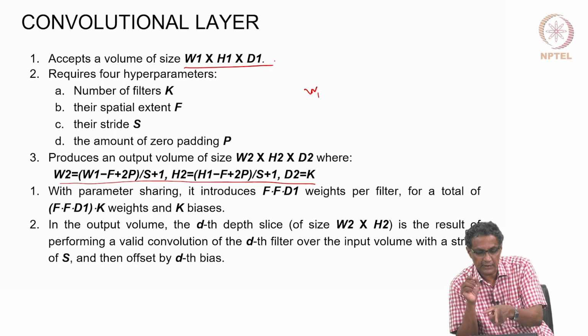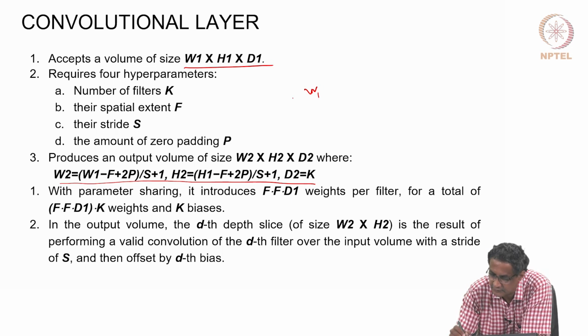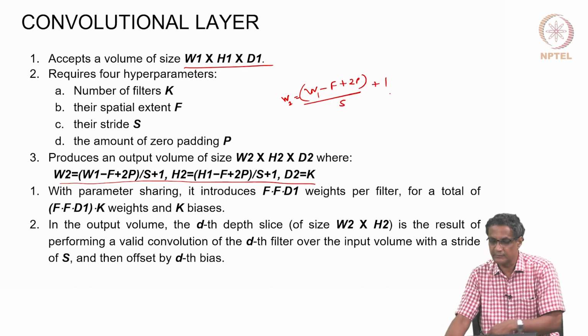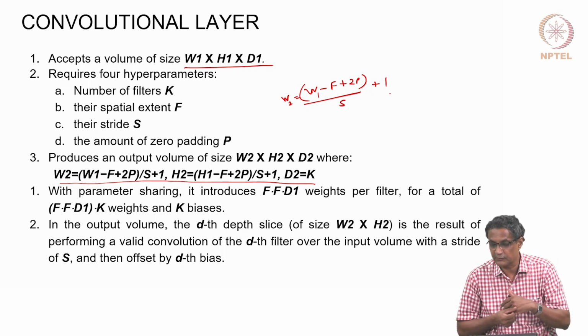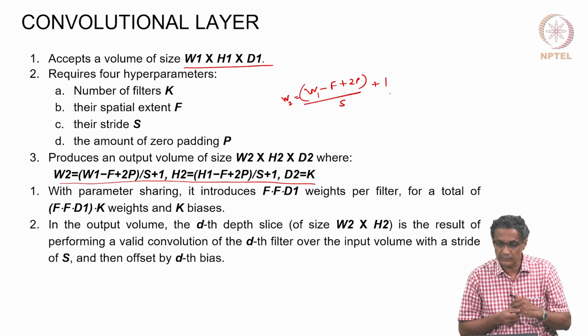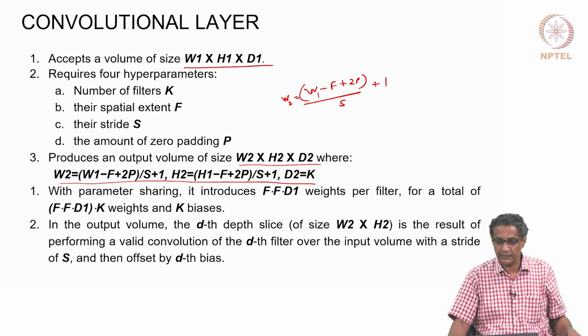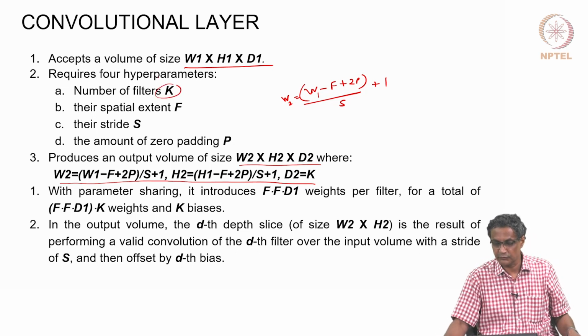Then what you have is W1 minus f plus 2p by s. The way it's written is a little confusing, so think about it as W2 equals (W1 minus f plus 2p) by s, plus 1. Similarly H2 equals (H1 minus f plus 2p) by s, plus 1, and D2, the depth of the output feature map, will of course be equal to k, because that is the number of filters that you are using.